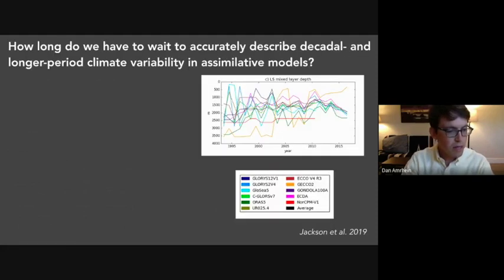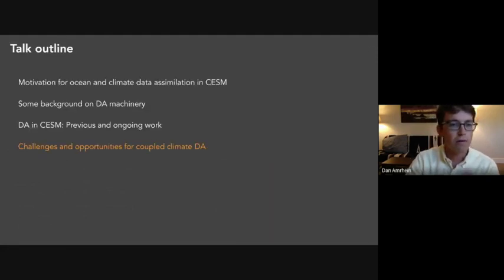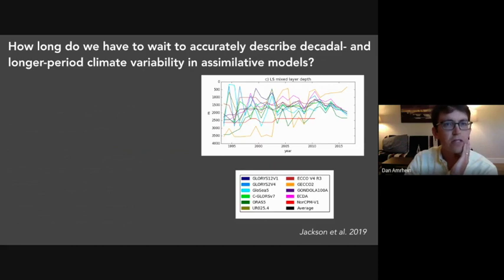Okay, so in the remaining minutes, I'll talk briefly about some bigger picture challenges and opportunities for coupled climate DA that hopefully we could include in the conversation later. So one question I have is, I showed these results earlier where there might be a sort of convergence of data assimilative models when we have lots of observations during the Argo era of some properties, for instance, in the Labrador Sea. The question, though, is how long do we have to wait in order to accurately describe decadal and longer period climate variability in assimilative models?